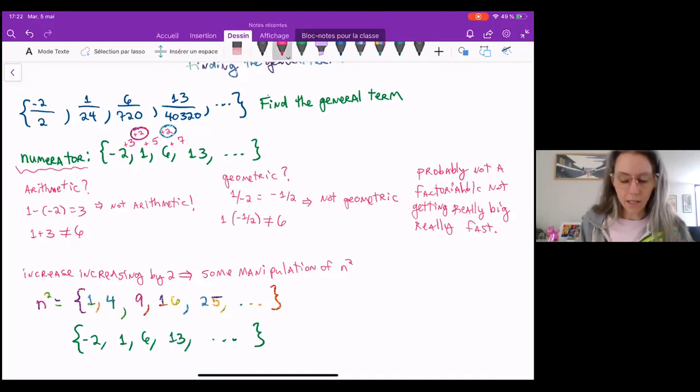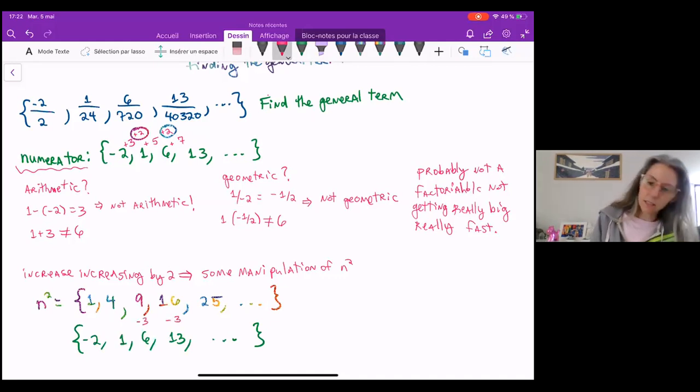Well, what I can see is, how do I get from 16 to 13? I subtract 3. If I get from 9 to 6, I'm also subtracting 3. To get from 4 to 1, I'm subtracting 3. And to get from 1 to -2, I'm also subtracting 3. So what am I doing to the sequence n squared to get to my numerator? I'm just subtracting 3, which means that my general term for the numerator here is just n squared minus 3.